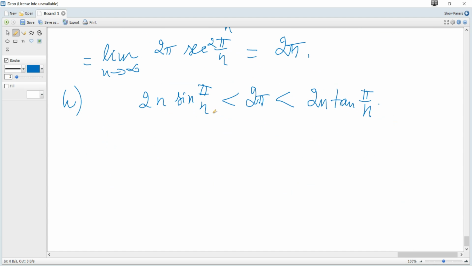And we can divide by 2 to get that pi is greater than n sine of pi over n and less than n multiplied by tangent of pi over n.